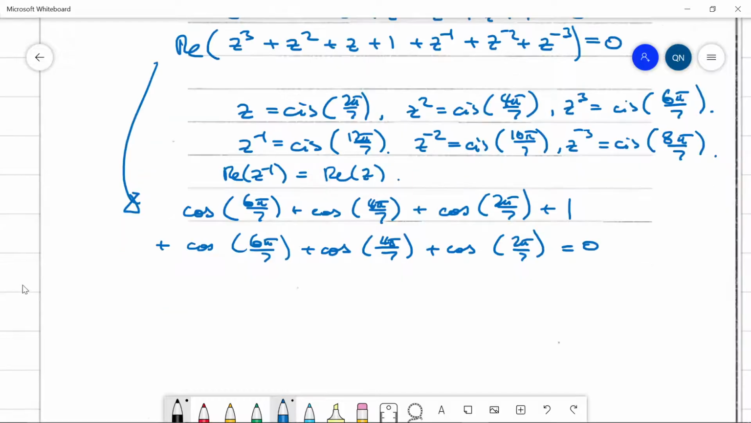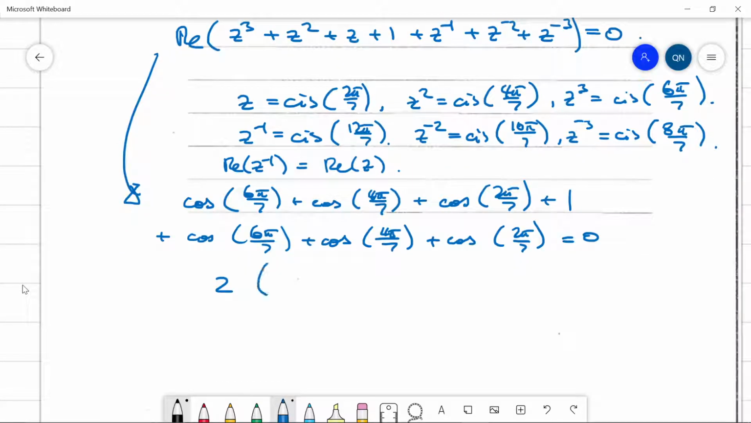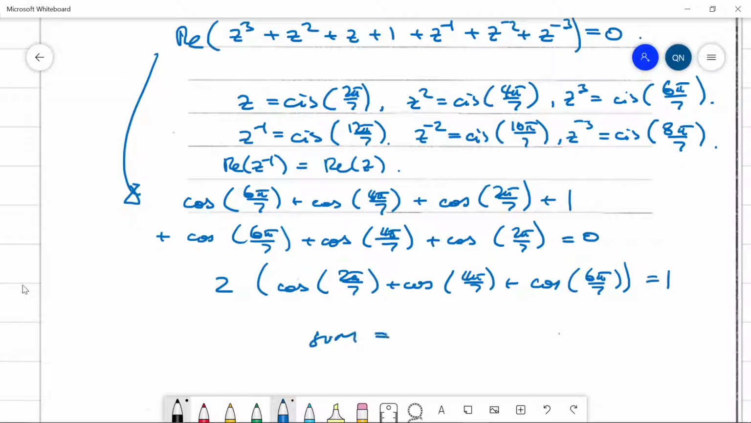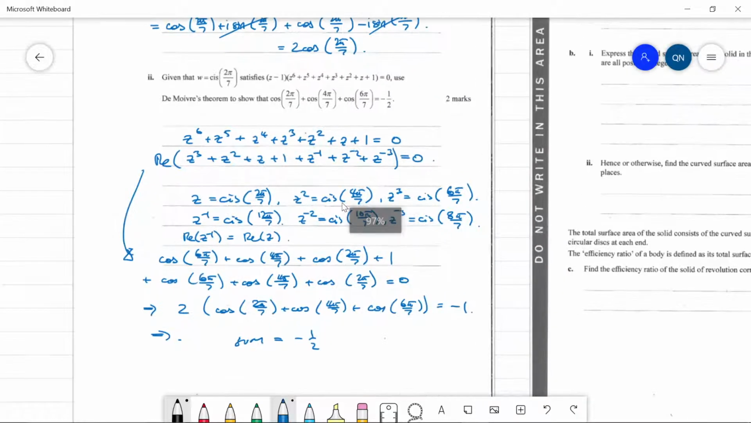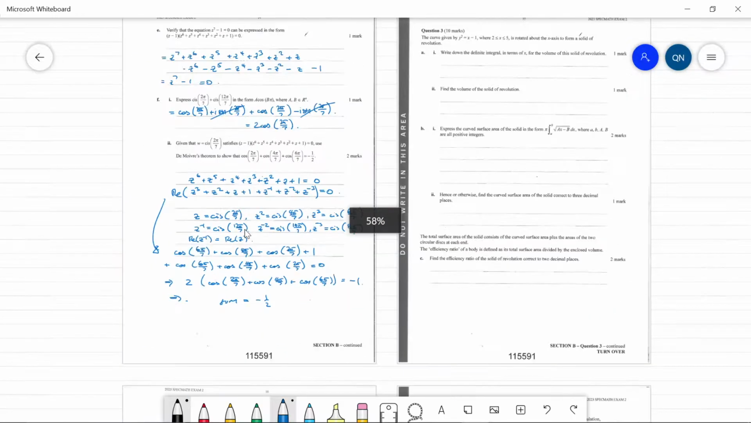So if you collect everything together, you end up getting 2 times the cosine of 2 pi on 7 plus the cosine of 4 pi on 7 plus the cosine of 6 pi on 7, plus 1 equals 0. So this sum over here, which I'm not going to write down again because I've written it like 5 times already, is negative a half. This should have been a negative 1 over here because I bring the 1 over to the other side. That should be it there. I don't know if that's the intended solution, but that's just the trick I remember from my algebra class at uni, so I just used it.